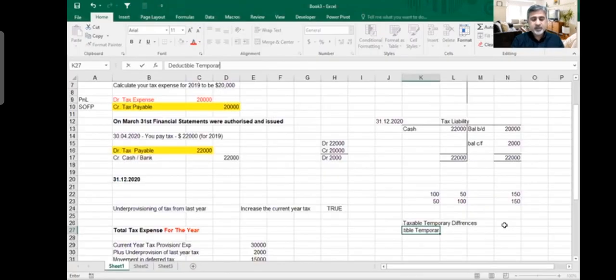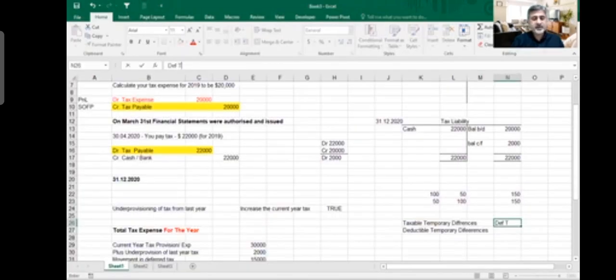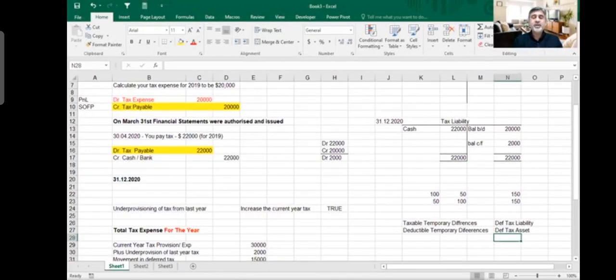Who can tell me what is deductible and what is taxable? I think I explained this terminology in the lecture. Yes, sir. Taxable temporary differences give rise to deferred tax liability. And deductible temporary differences will give rise to deferred tax asset. Remember, taxable temporary differences will create deferred tax liability, and deductible temporary differences will create deferred tax asset.